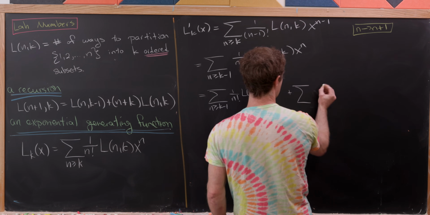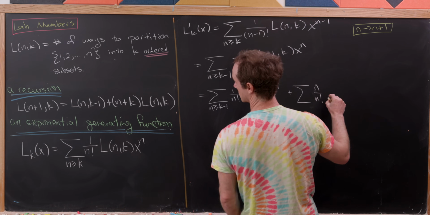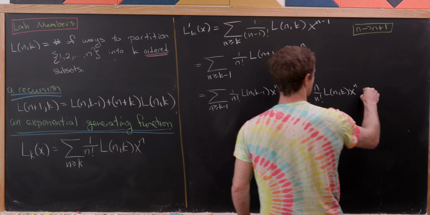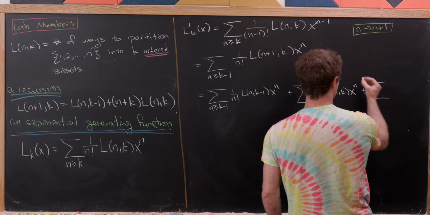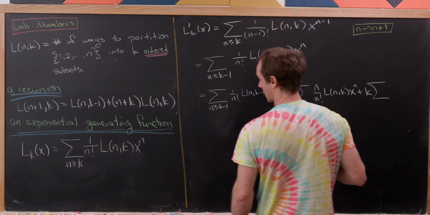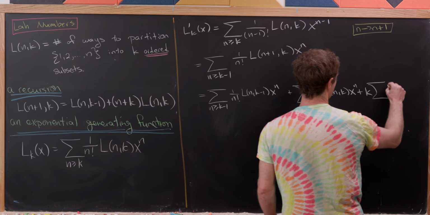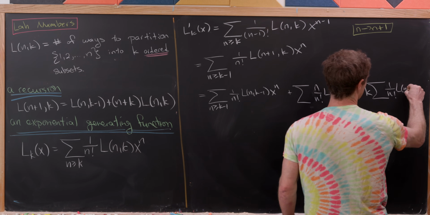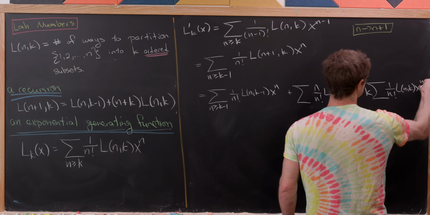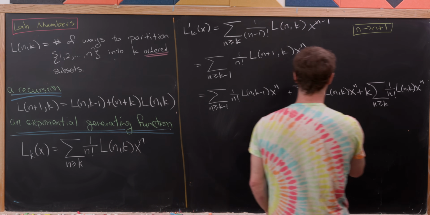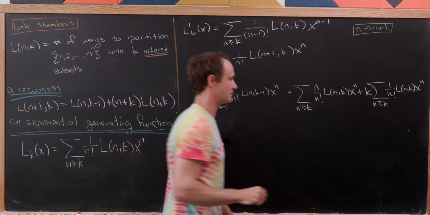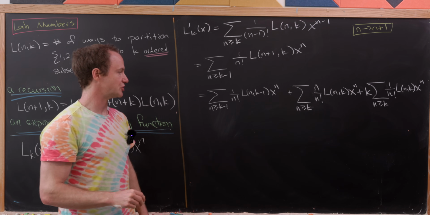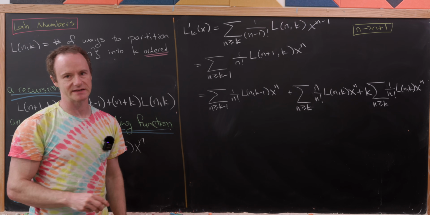So I'll have n over n factorial, and then L sub k x to the n, and then plus this sum of k, and I can bring the k out front, and then 1 over n factorial, L sub k, and then we have x to the n. And here we have n bigger than or equal to k in these last two sums, because if n is equal to k minus 1, L sub k is going to be 0.